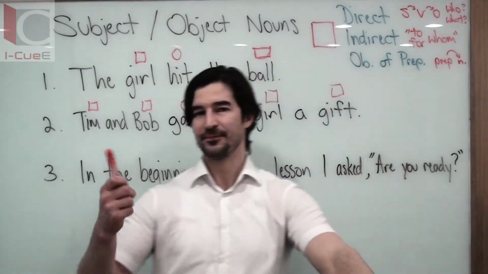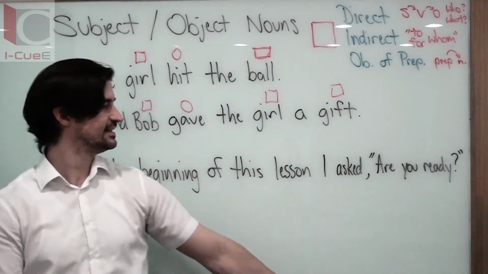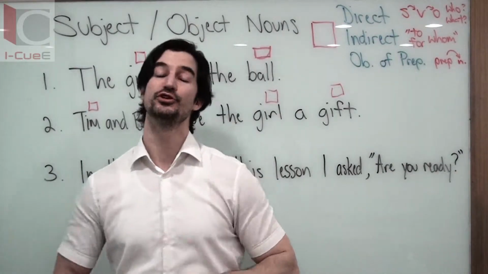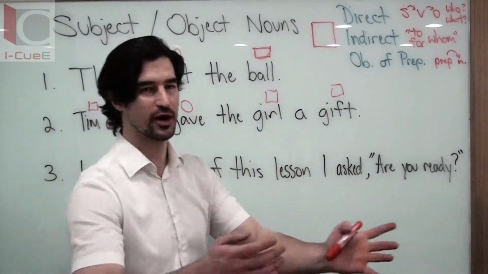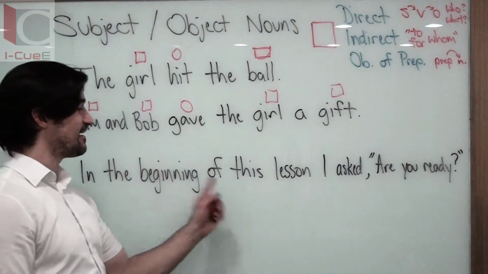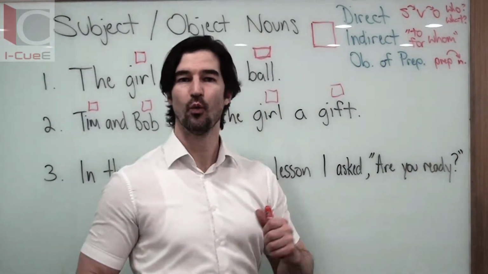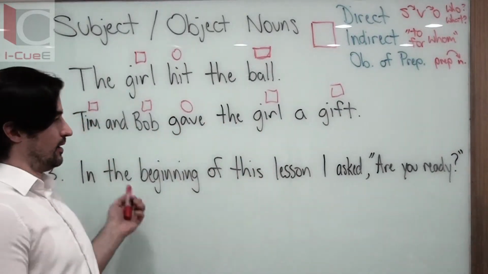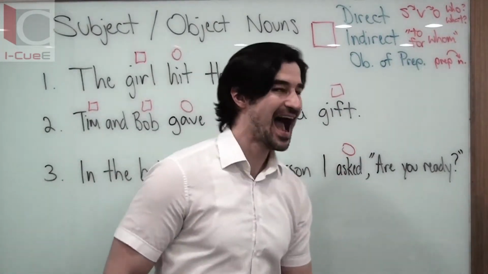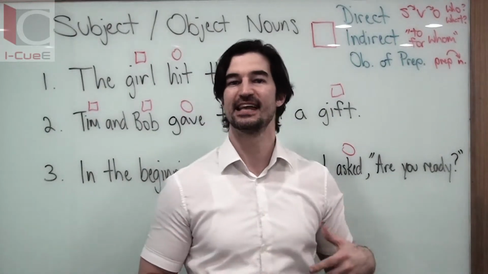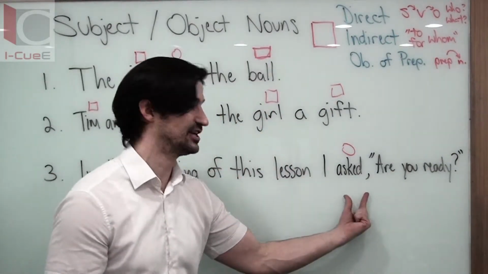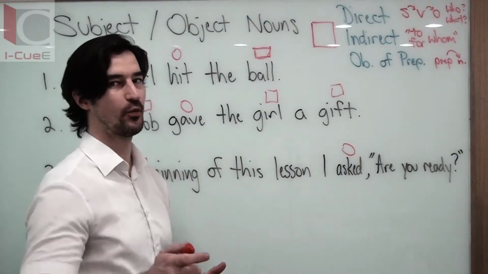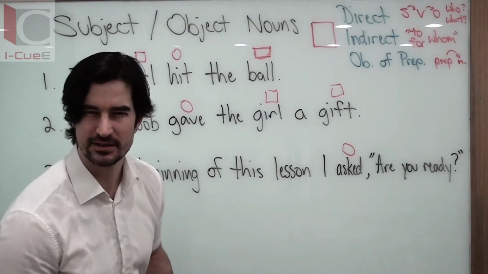In the beginning of this lesson, I asked, are you ready? And it's true, you can go back and check the tape, but you shouldn't right now because we're on a roll. So, in the beginning of this lesson, I asked, are you ready? What is the verb? It's all the way over here. Asked is the verb in this sentence. This is the active action. This is, well, I almost gave it away, but what is the subject?